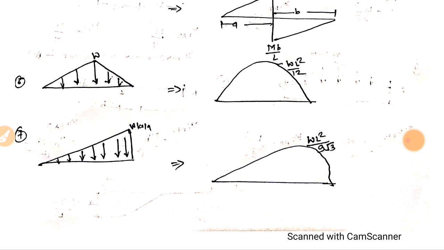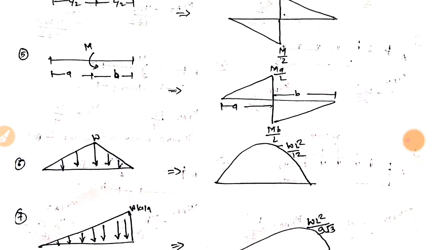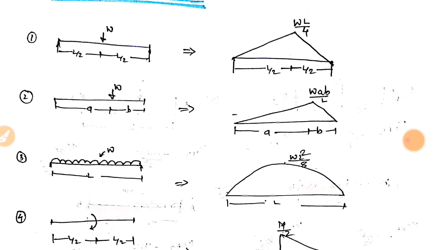When UVL, that is apex and base type of UVL, is acting, at that time the value will be WL square divided by 9 root 3. WL square divided by 9 multiplied by root 3. This will be the value, and these are the shapes that we have to draw while drawing the final moment diagram.